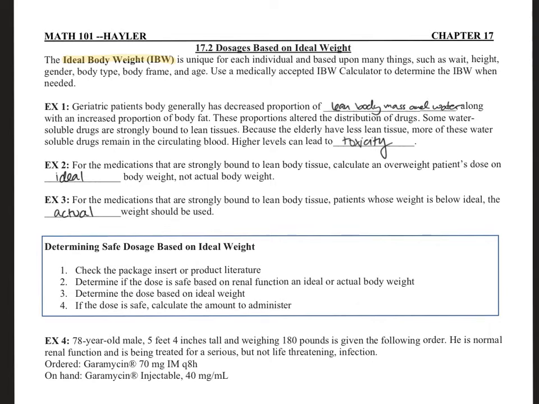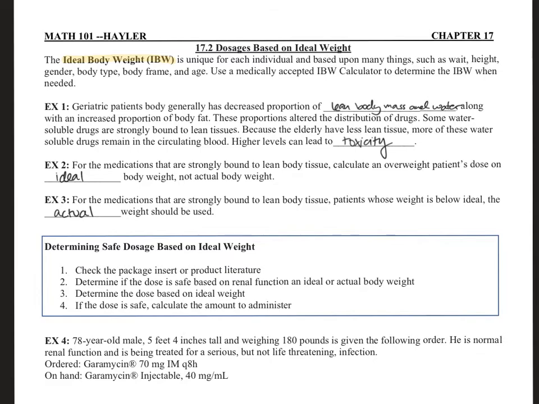Alright, so determining safe dosage based on ideal weight. First, check the package insert or product literature. Second, determine if the dose is safe based on renal function and ideal or actual body weight. Third, determine if the dose is based on actual weight. Fourth, if the dose is safe, calculate the amount to administer.